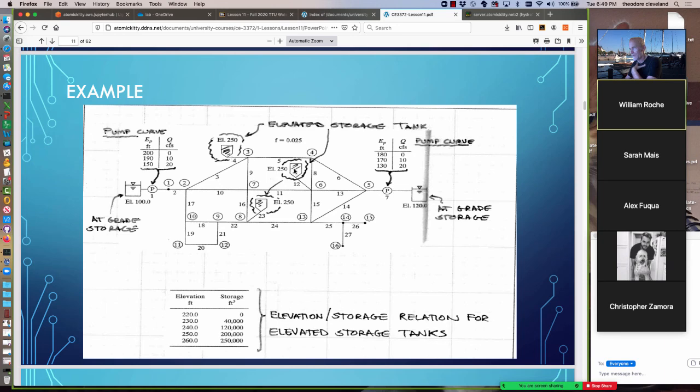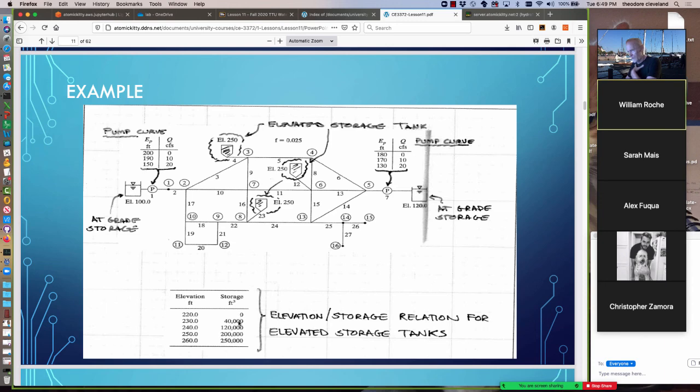And then there are 3 storage tanks included in the network. And the elevation storage table is down here at the bottom of the drawing. Essentially it relates the pool elevation in those elevated storage tanks to the volume of water that's in storage. So if the pool elevation is 220 feet, the tank is empty. And I'm not aware of negative storage implemented by any computer program. I think when it's empty, it's empty.